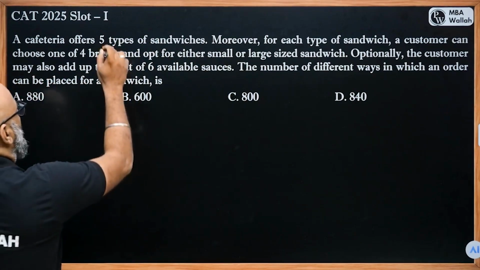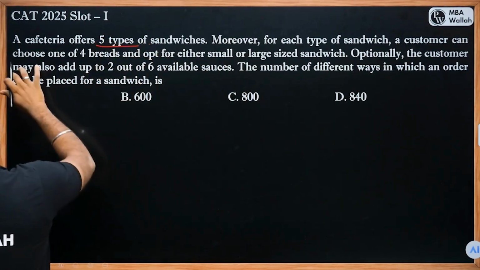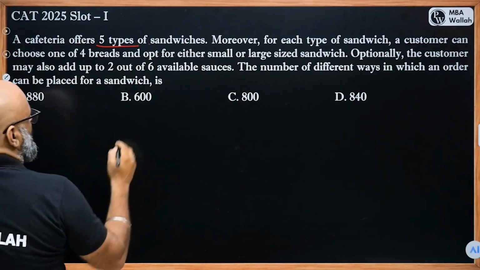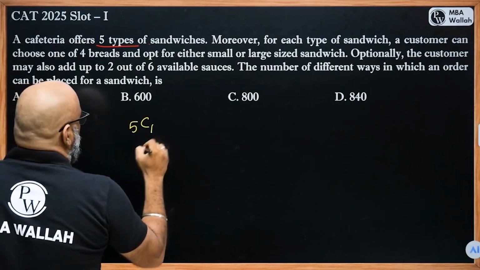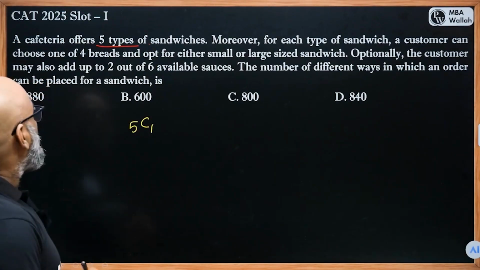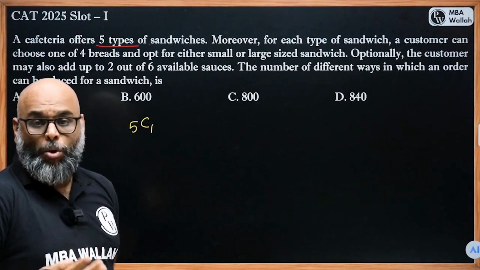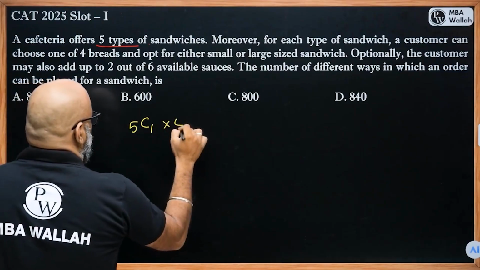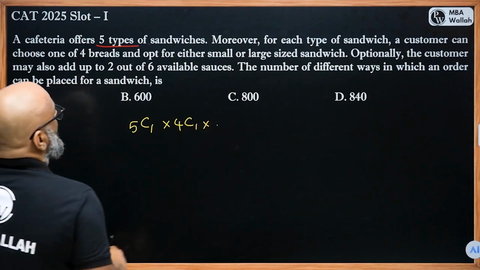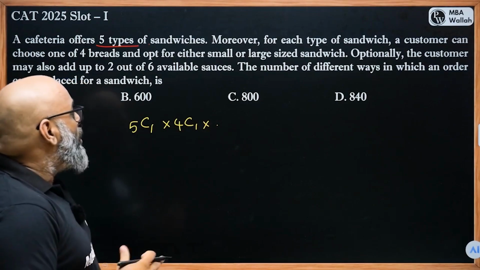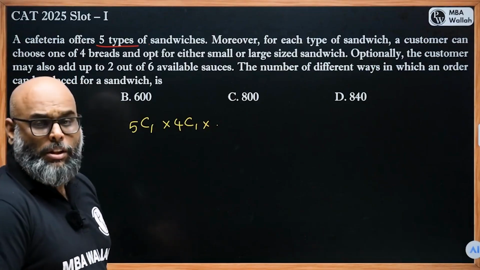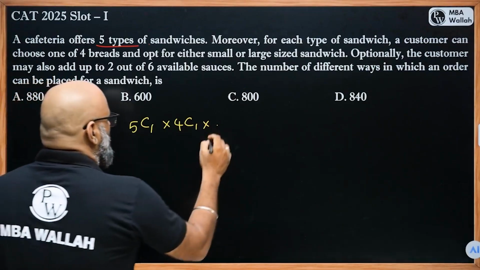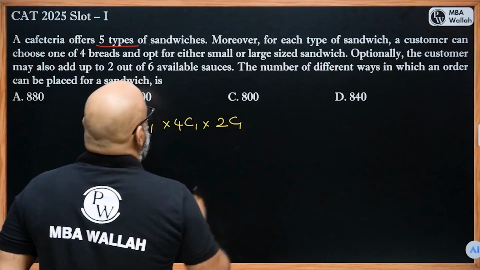So you get 5 different types, out of which you can pick any one. So that would be 5C1. And then along with that, you can choose one among the 4 types of breads that they offer you, 4C1. And then you have either small or large. Based on the size, you have 2 options, out of which you can choose one, 2C1.